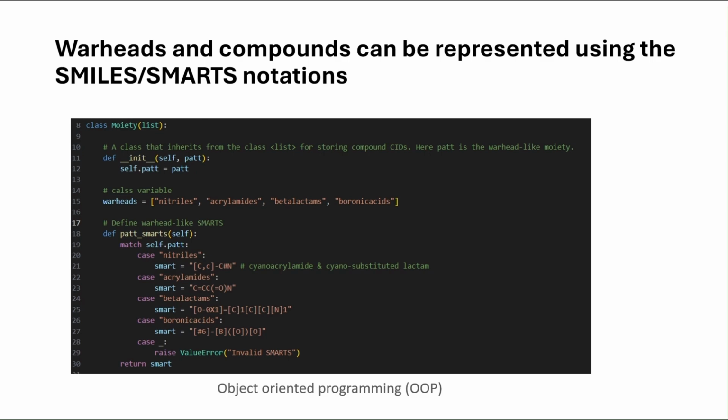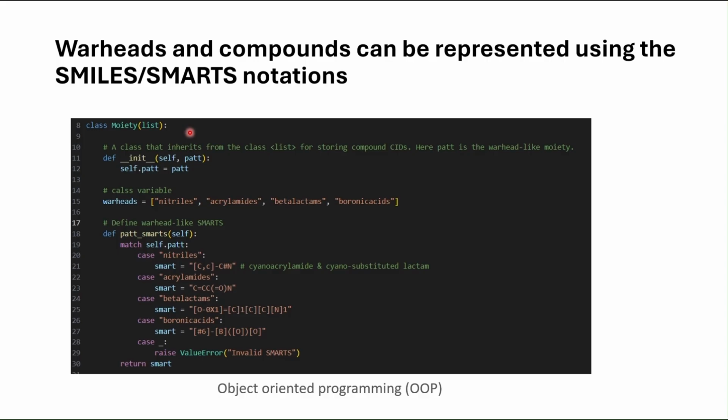Object-oriented programming, or OOP, allows developers to create objects based on a blueprint called a class. This makes it easy to reuse shared functions and structures across many objects. In the first version of this program, I had a lot of redundant code because I manually created a separate list for each warhead type. After learning OOP, I rewrote the program so that each warhead is represented as an object, meaning each warhead list is now an instance of the moiety class.